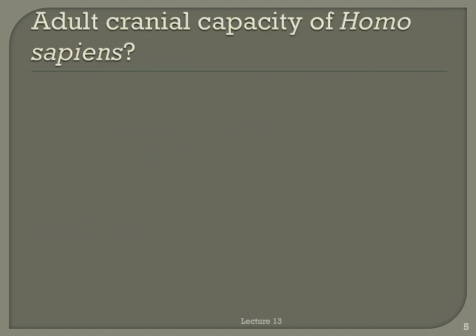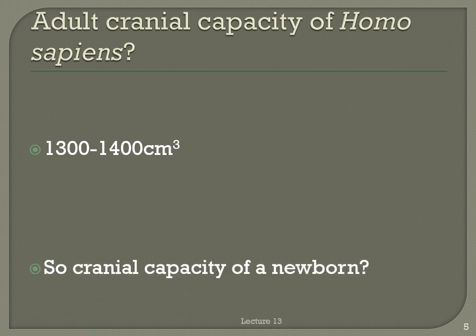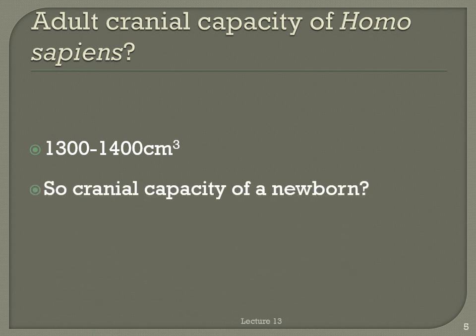So, the cranial capacity of an anatomically modern adult human is roughly 1300 to 1400 cubic centimeters. That makes the cranial capacity of a newborn roughly 325 to 350 cubic centimeters. That's still a very large brain for a primate, and compared to the body mass, it's huge, which is why babies and children have such large heads.